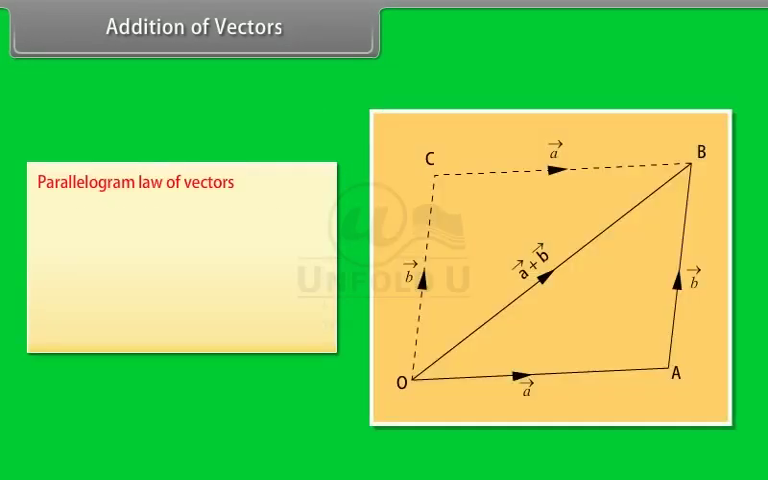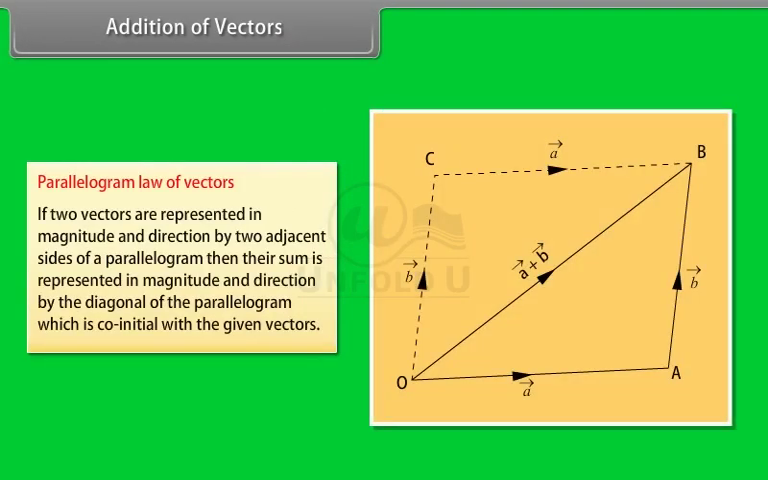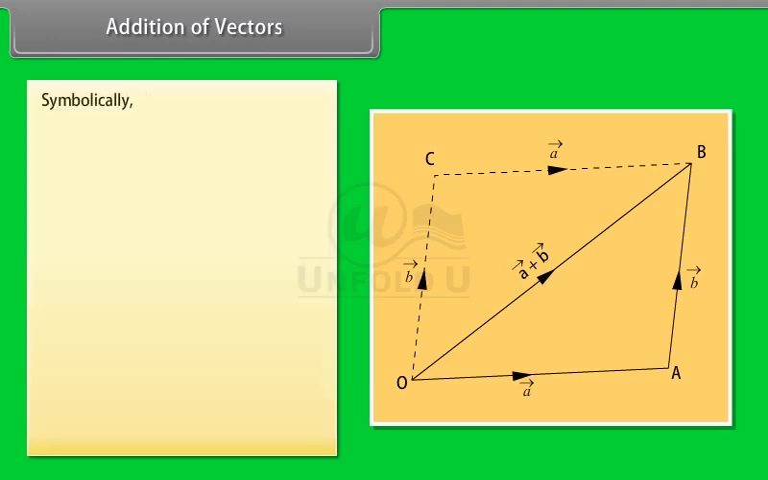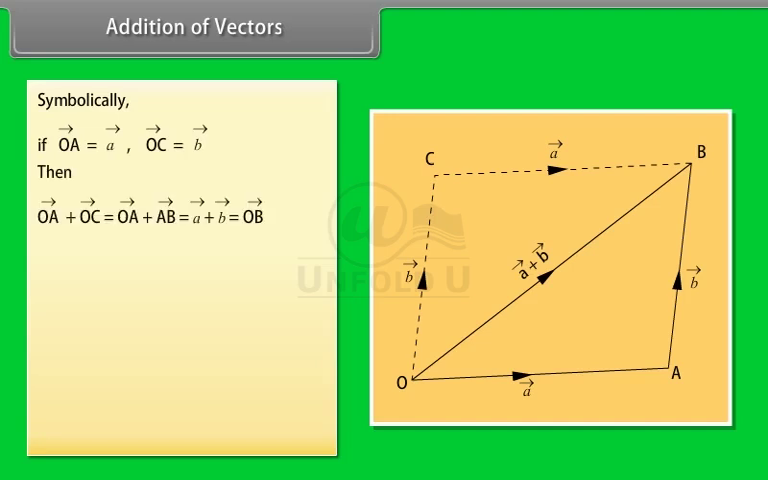Parallelogram law of vectors. If two vectors are represented in magnitude and direction by two adjacent sides of a parallelogram, then their sum is represented in magnitude and direction by the diagonal of the parallelogram, which is co-initial with the given vectors. Symbolically, if vector OA equals vector A, vector OC equals vector B, then vector OA plus vector OC equals vector OA plus vector AB equals vector A plus vector B equals vector OB.